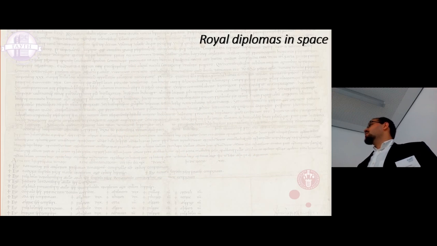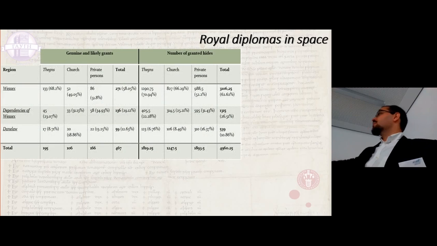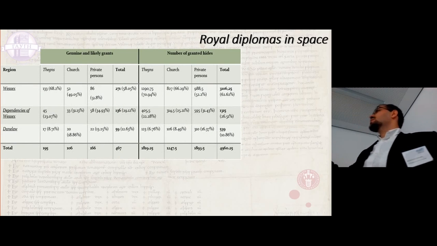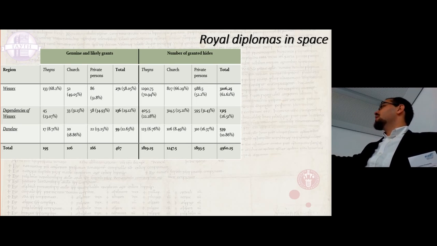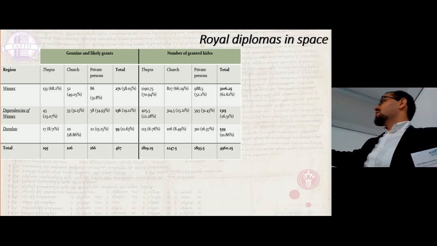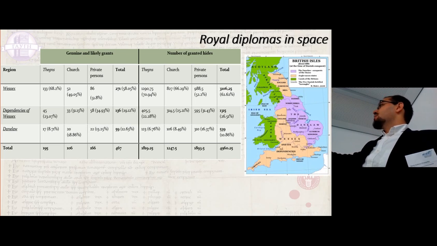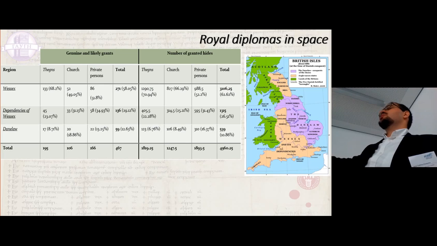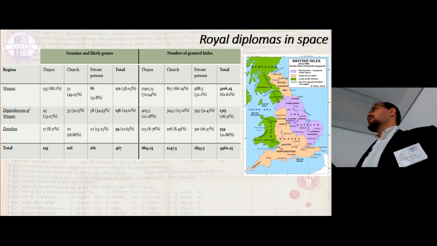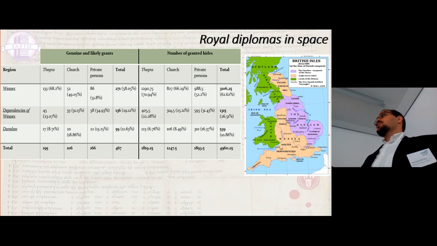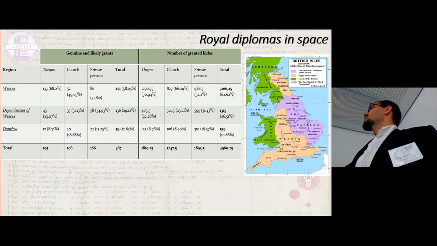Then we've got the dynamic, the geographical distribution. This is a table I put together for another presentation earlier this year. We can see that the donations are concentrated primarily in Wessex. The thanes had 68%, the church had only a half, but unfortunately too many church charters are of disputed authenticity. If you add up the disputed ones, you would have roughly the same numbers, and so forth.